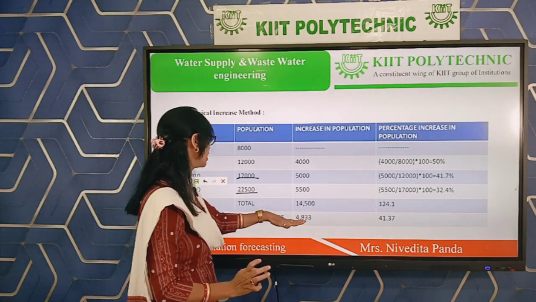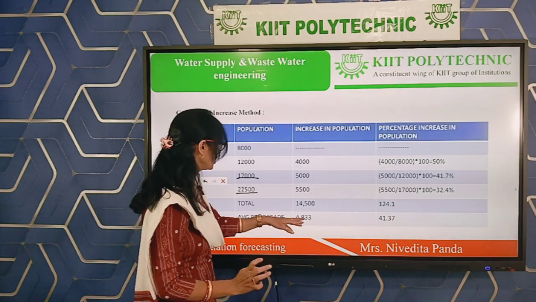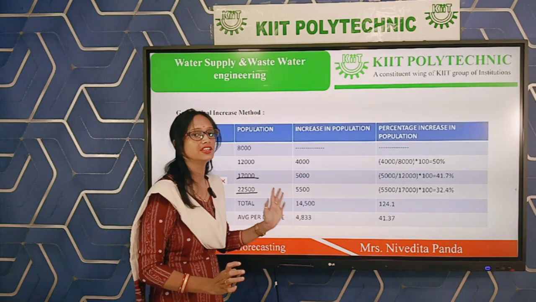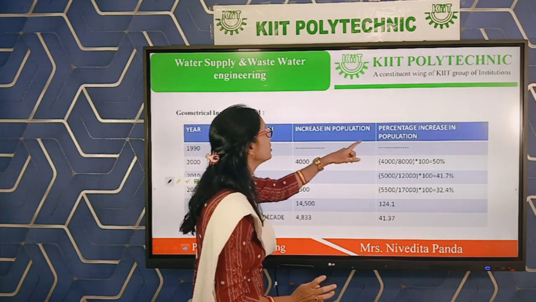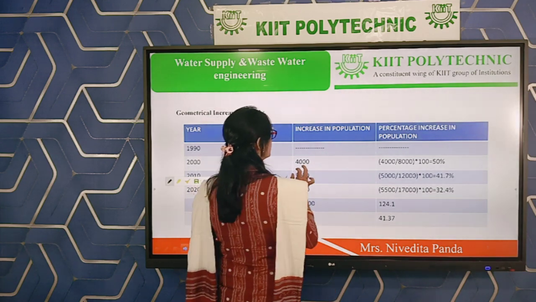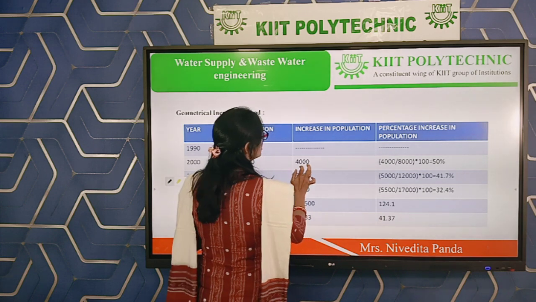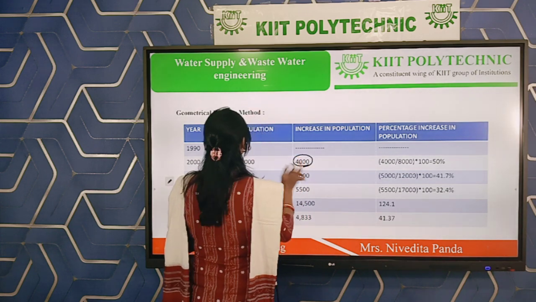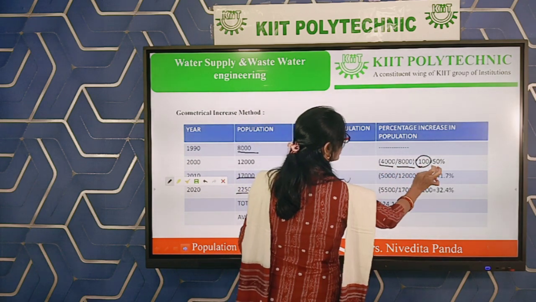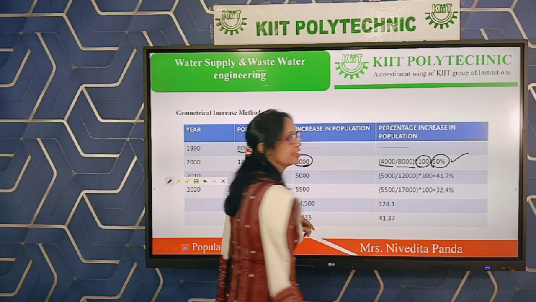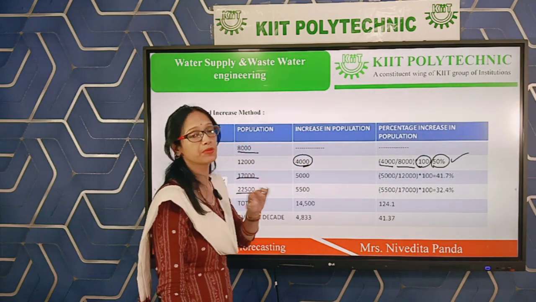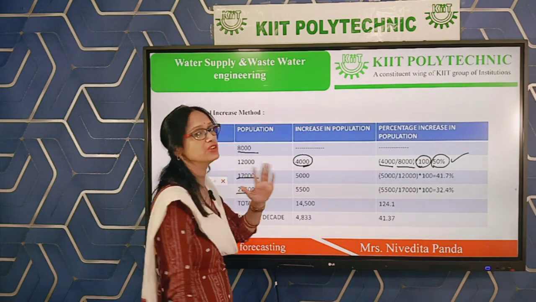Then we calculate the average per decade, that is 4,833, which we found in the arithmetical increase method also. Then we go for the percentage increase in population. To calculate it, we take the increase in population divided by 8,000: 4,000 by 8,000 into 100, that equals 50%. So here we know that in 2000, the population increased by 50% as compared to 1990.